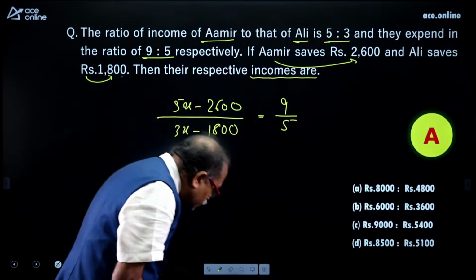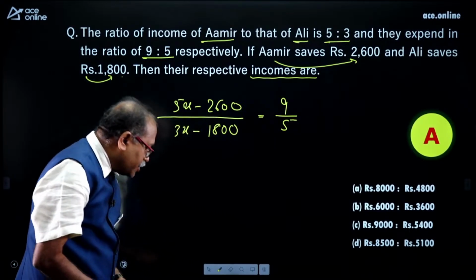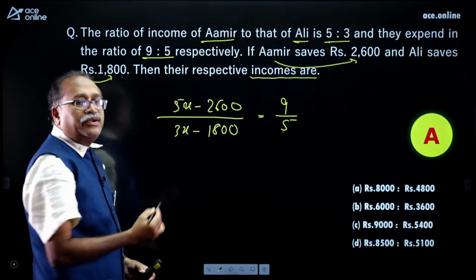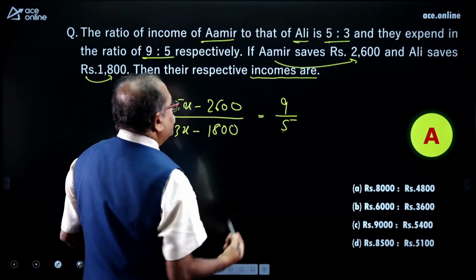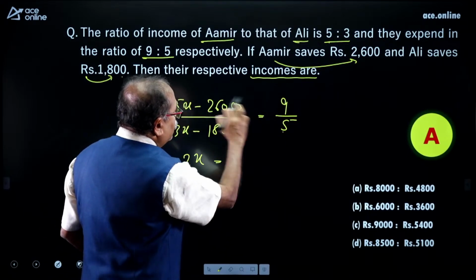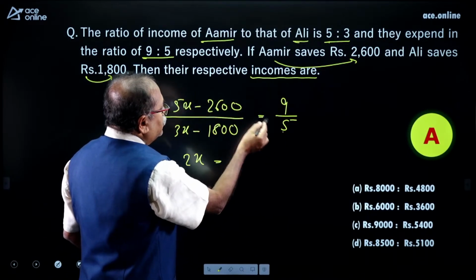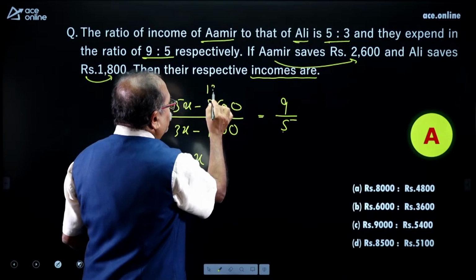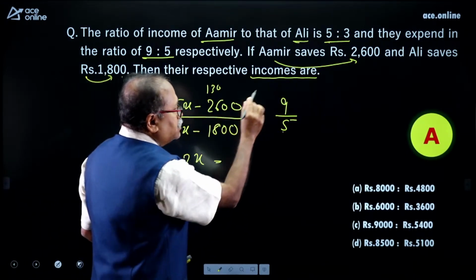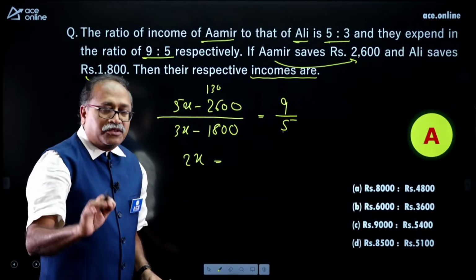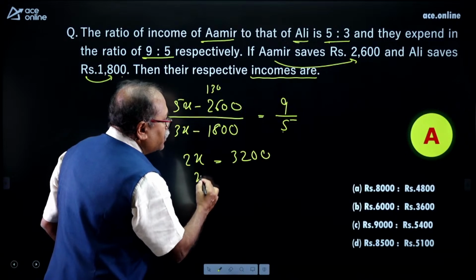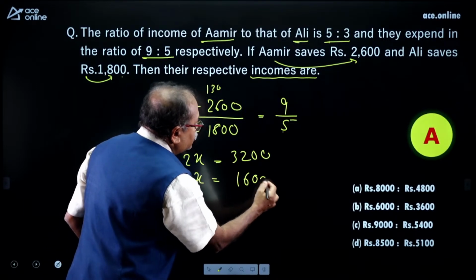So did anyone answer the question? Come on. Okay, leave it. 5 nines are 45, so 45x, and 3 times 9 is 27. So I got this as 2x, and when I multiply this one, I get 130 over here, and 18 nines I will be getting 162. That means the difference is 32, so that is 3200. So what is the x value? The x value is 1600.